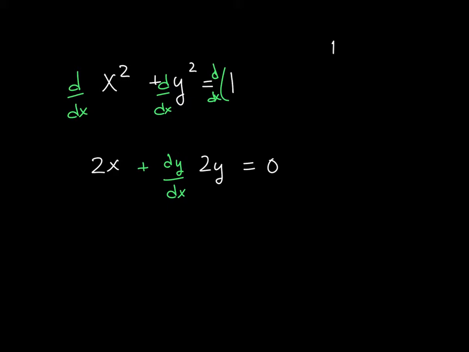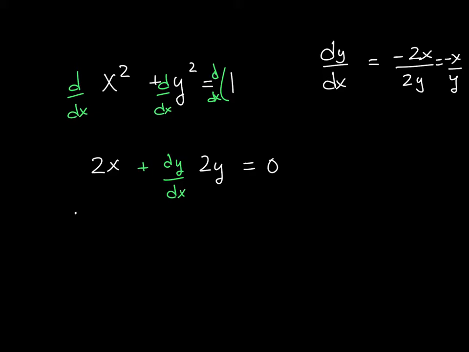So solving for dy dx, I get that by moving the 2x over, which would give me a negative 2x. Then I would divide by 2y, or dy dx is just equal to negative x over y. All right, we're going to use this in a second. But what I want to find for this question is a second derivative.